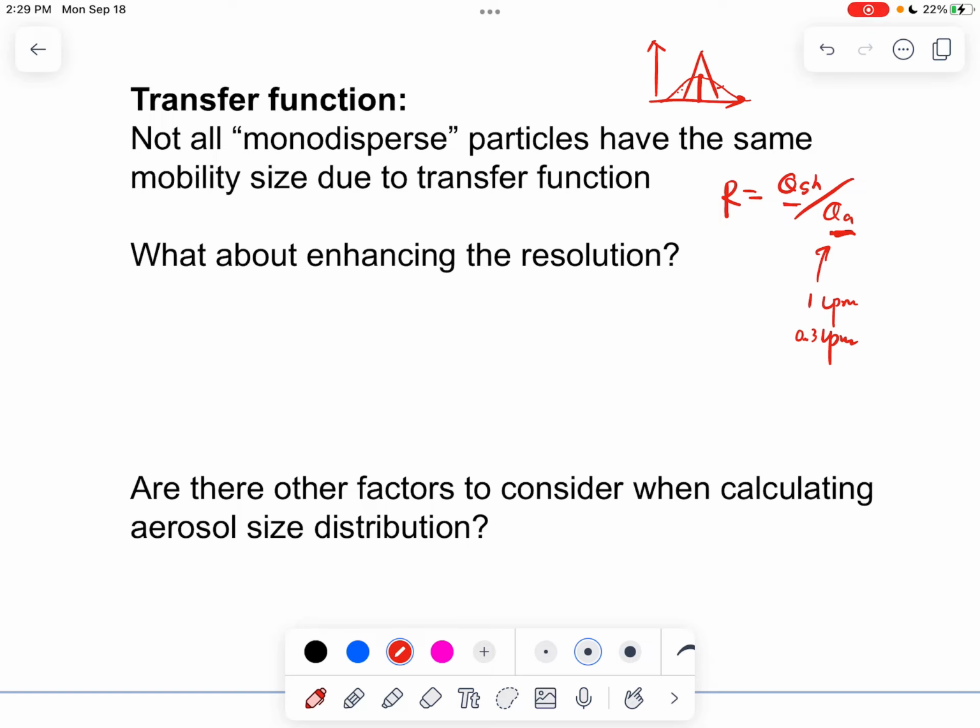Because of that, one thing we should do to enhance the resolution is to increase the sheath flow. If we increase the sheath flow, one thing that limits us from using a very high value is the power consumption. By using a higher sheath flow rate, the power will be higher. And you're also limited by the laminar flow regime. You don't want to change it to the turbulent regime. But at the same time, there's a more important reason that we don't want to use a high sheath flow rate. It's related to the counting statistics.